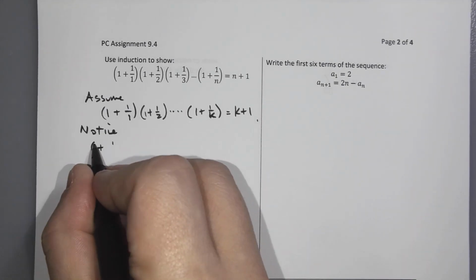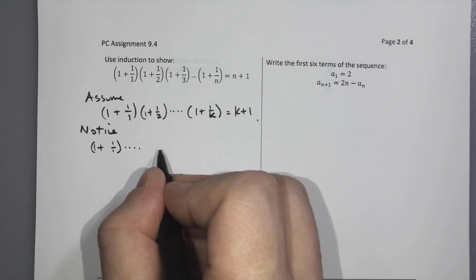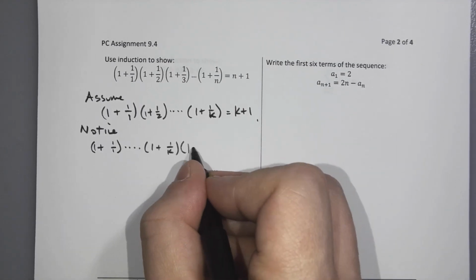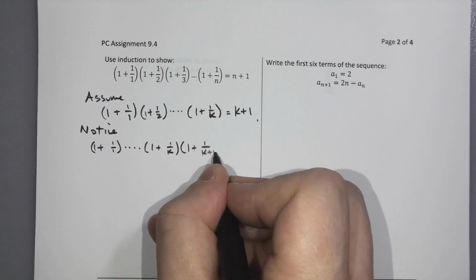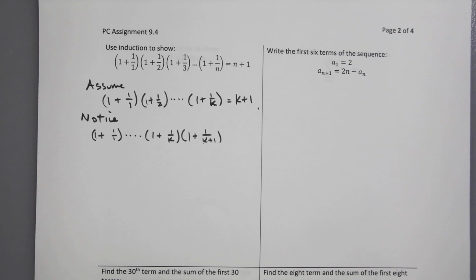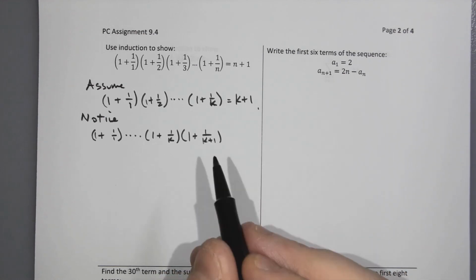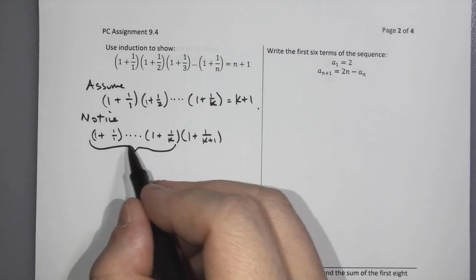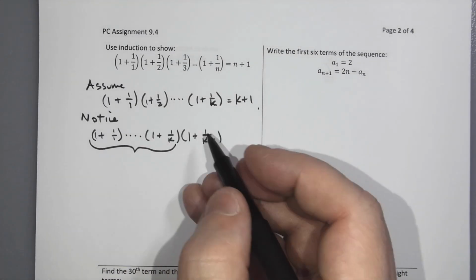(1 + 1/1) all the way up to (1 + 1/k) times (1 + 1/(k+1)). So again, I'm not assuming this is equal to anything. I'm kind of hoping that it's going to be equal to something that I want to find, but we're going to try to work and see that. But I do know from the induction hypothesis that this part is equal to k + 1.